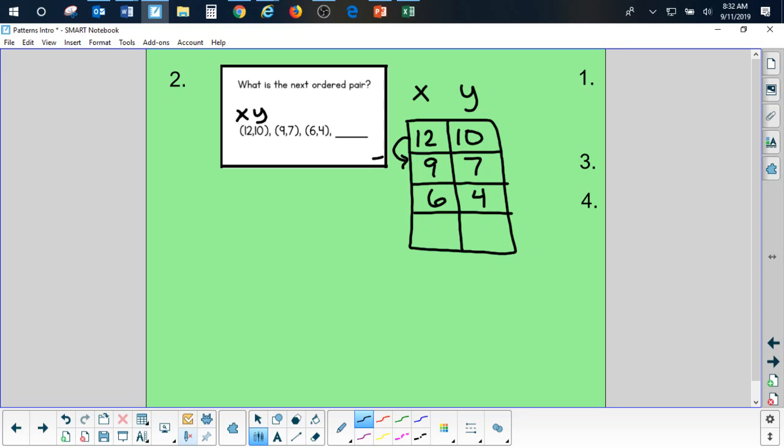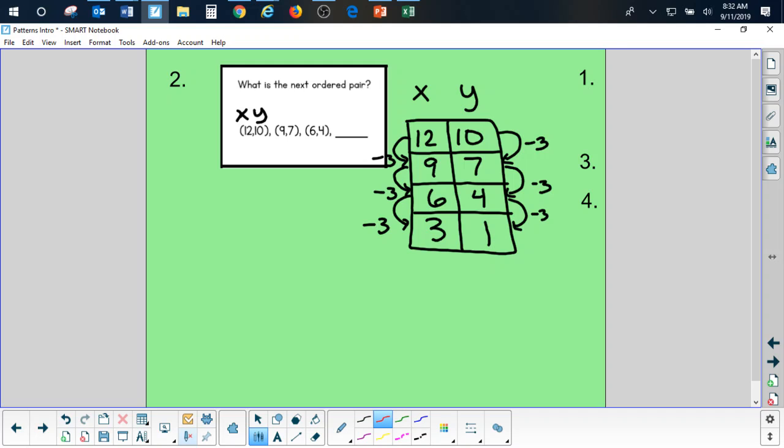From 12 to 9, I'm subtracting 3. From 9 to 6, I'm subtracting 3. So to get my missing number or x value, I would subtract 3 again. 6 minus 3 is 3. For my y values, I would do the same exact thing. 10 minus 3 in this case, 7 minus 3, and then 4 minus 3 is going to give you 1.